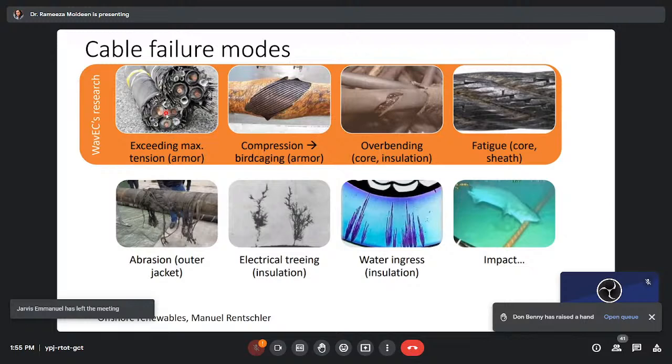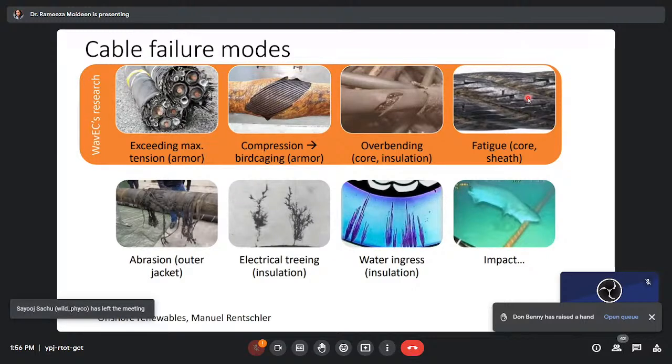So mainly the tension will be taken by the inside material, and if over bending happens, the outside material will break first. And again, there is a dynamic load which is given by the waves, so that will cause fatigue.